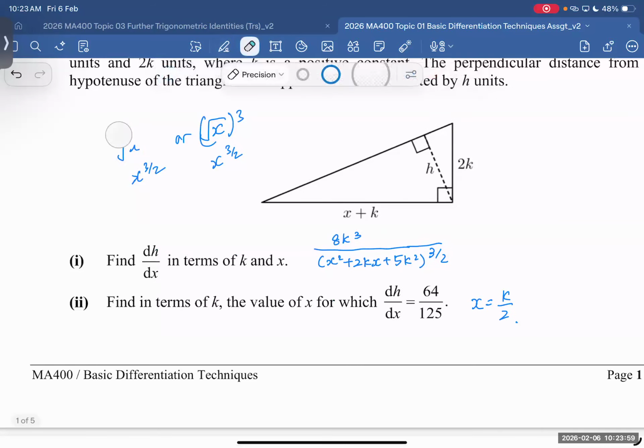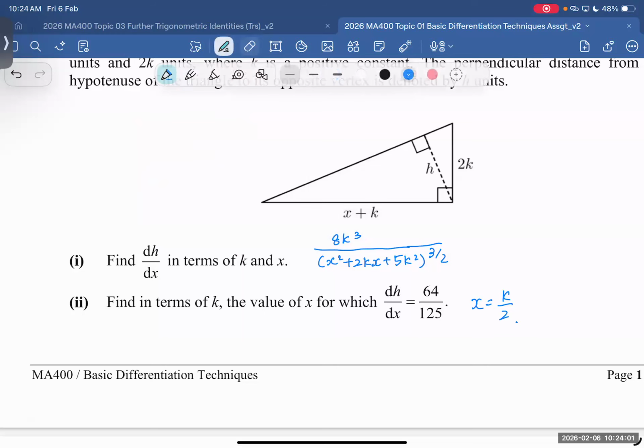When does it matter? Unless there's something outside of the square root inside the cube. For example, square root of x plus 3 versus square root of x. They are different, okay.